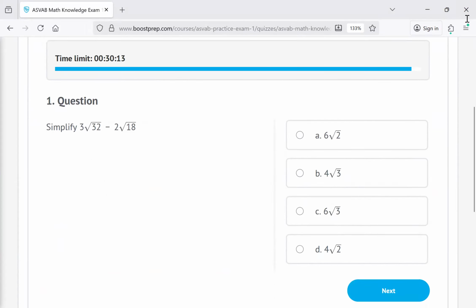So question one says, we have to simplify 3 radical 32 minus 2 square root of 18. What you have to do is put it in a common base. For example, if it was 3 square root of x minus 2 square root of x, see how inside they both have an x? That's what you want, because now all you have to do is subtract the 3 and the negative 2, which is 1, and then this square root of x stays the same. Okay, that's what we want to do. So we have to simplify this.